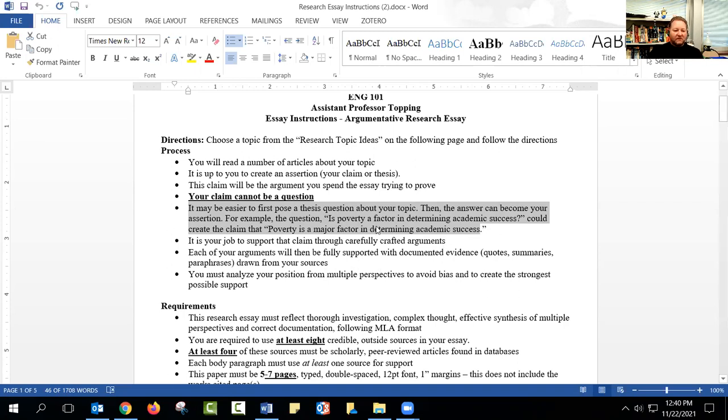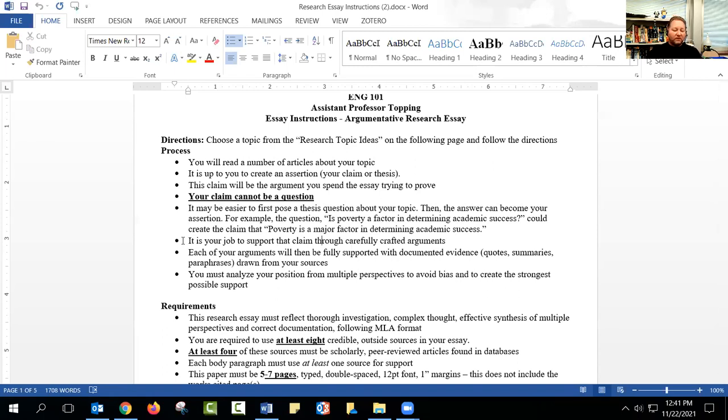And then you say, okay, so this is my main point. This is my thesis. I think I can write 5 to 7 pages about how poverty influences academic success, right? Because generally, students that grow up in more impoverished areas don't do as well academically as middle class or upper class students, right? And there's a ton of reasons for that. And this paper would analyze all those different reasons, right? So it's your job to support that claim through carefully crafted arguments, right? This is an argumentative paper.